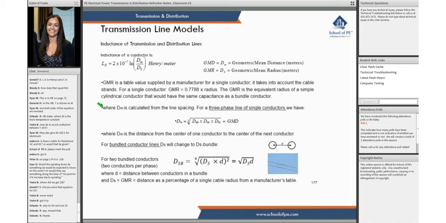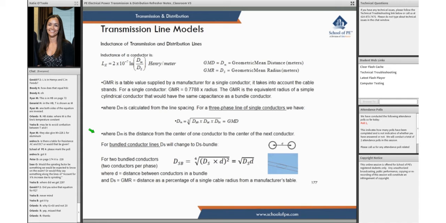So this is where your D_m is calculated from the line spacing. For a three-phase line of a single conductor, we're going to have our D_m equal to the cube root of D_ab times D_ac times D_bc, which is equal to our GMD value. Just gotta make sure you remember this, it's the cube root, not the regular square root. Where D_m is the distance from the center of one conductor to the center of the next conductor.